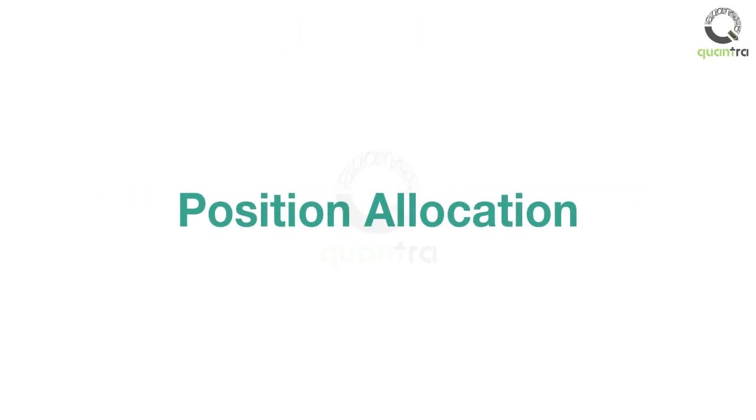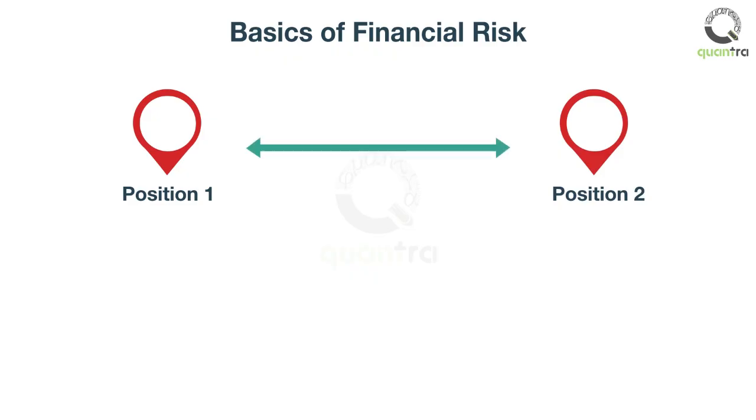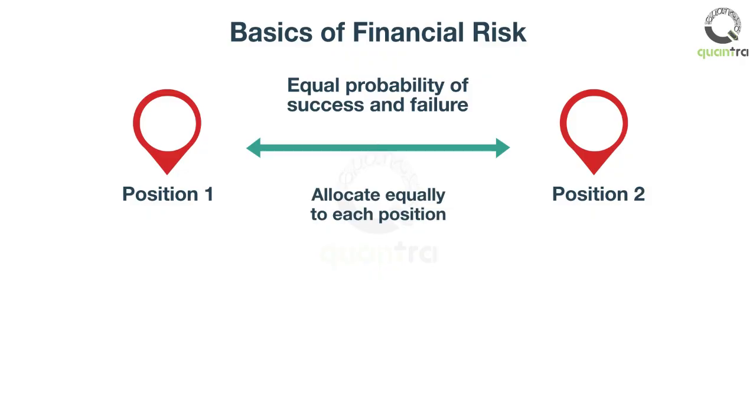Welcome to this video on position allocation. There is a good reason why we took a little break from the trend-following rules to explain the basics of financial risk. A grounding in that area is absolutely necessary to understand how to think about position allocation. For most trading models, you really don't have any reason to assume that one position has a better chance than another. Each position, or bet if you like, can only be assumed to have an equal probability of success or failure. Given that way of looking at your positions, it makes sense to allocate equally to each position.